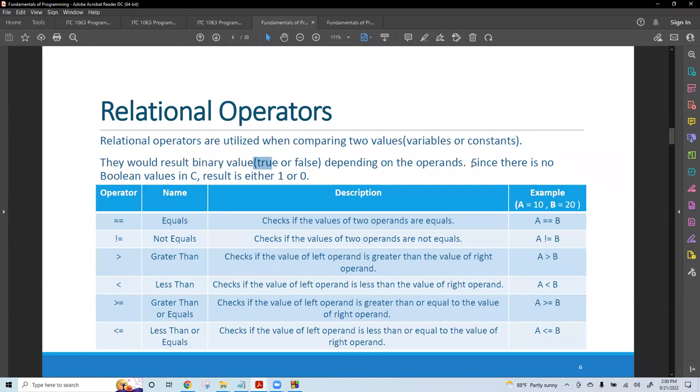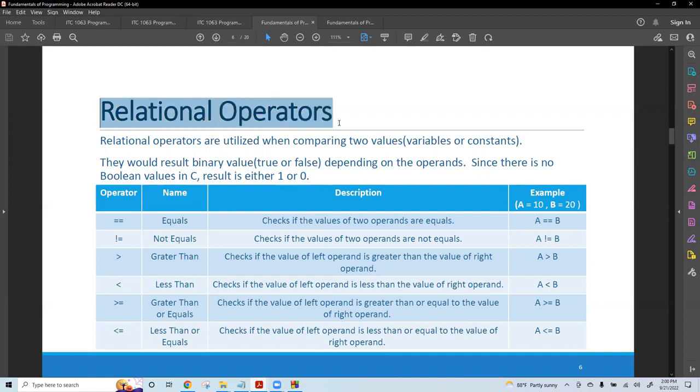But in C language, we don't have true or false values. We call them Boolean values. Since there are no Boolean values in C, the result is either 1 or 0.